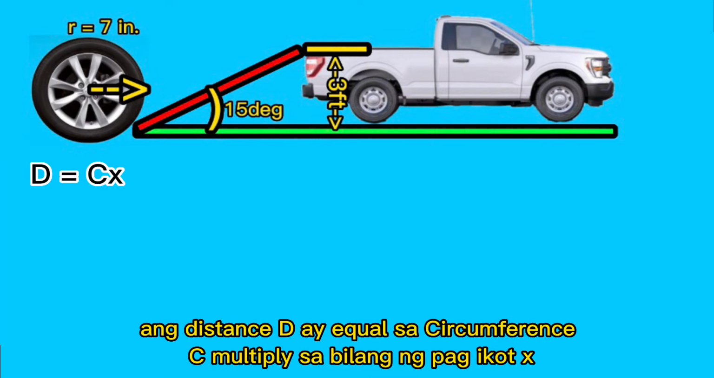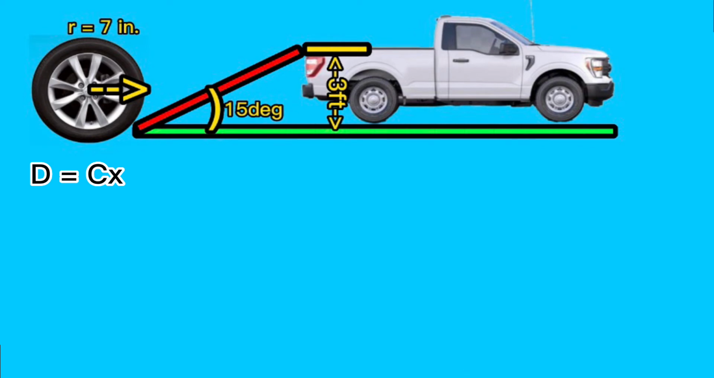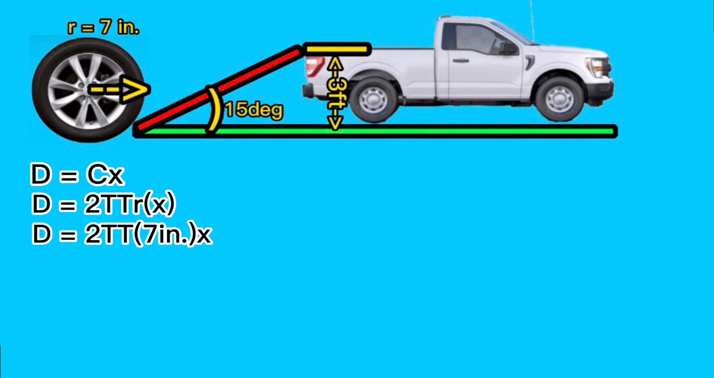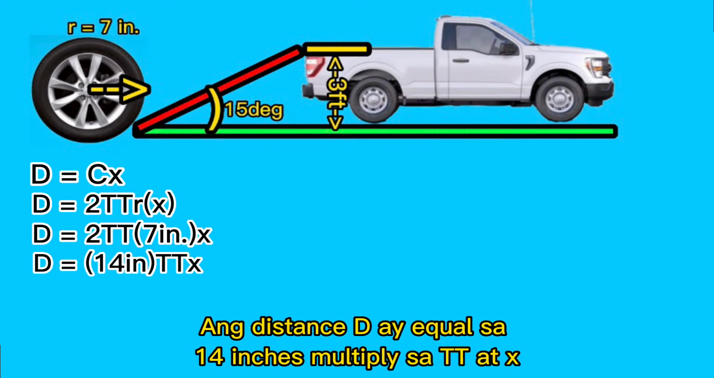Distance d equals circumference c multiplied by the number of turns x. Distance d equals 2 pi r multiplied by x. Substitute the value of radius, which is 7 inches. Distance d equals 14 inches multiplied by pi and x.